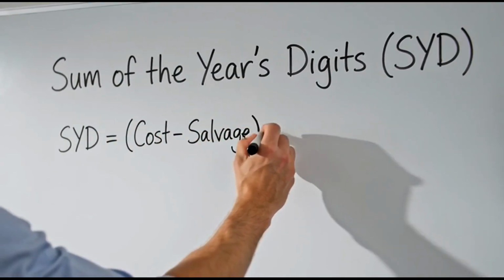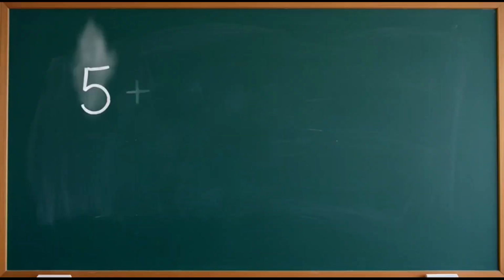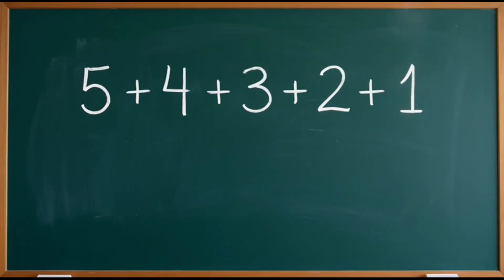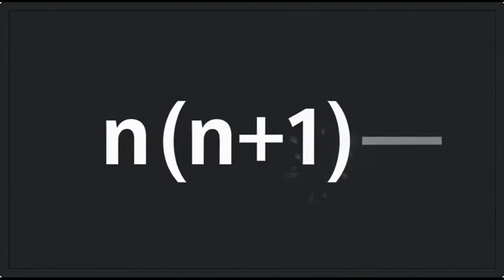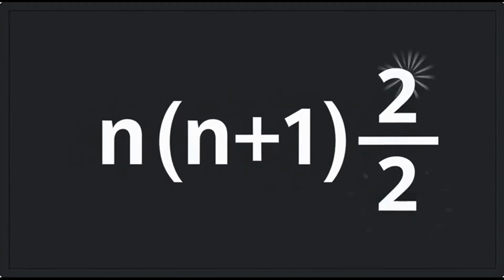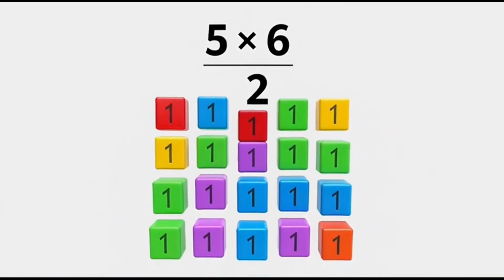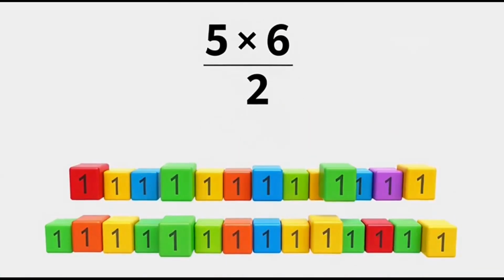SYD equals the asset's cost minus salvage. Add the digits of useful life. The total equals 15. Alternatively, use the formula n times n plus 1 divided by 2. 5 multiplied by 6 divided by 2 equals 15.